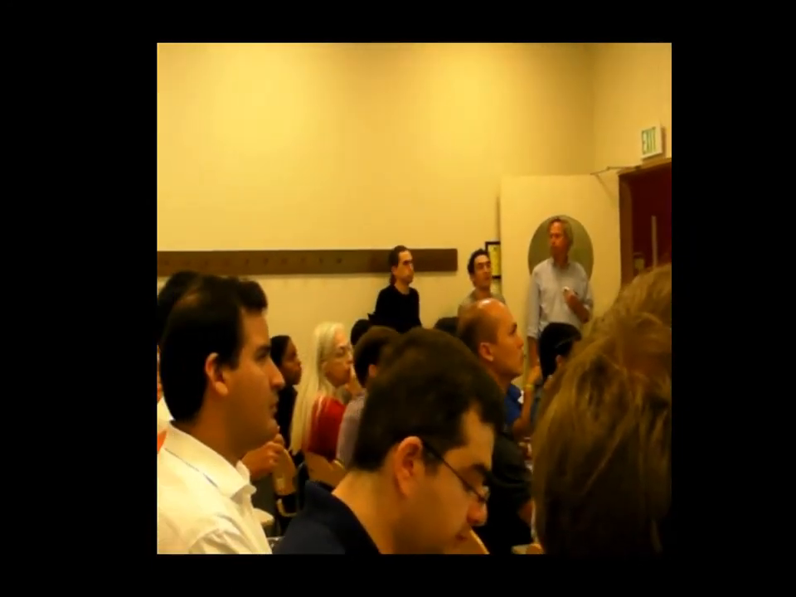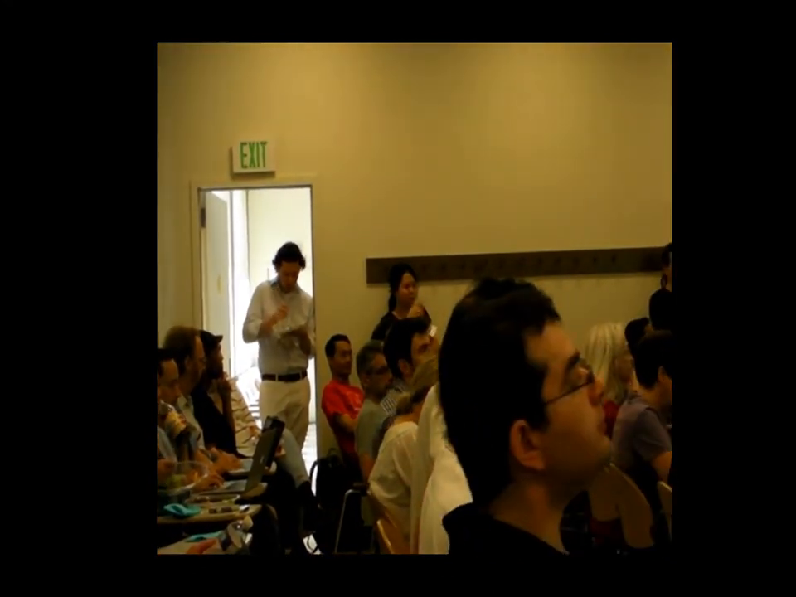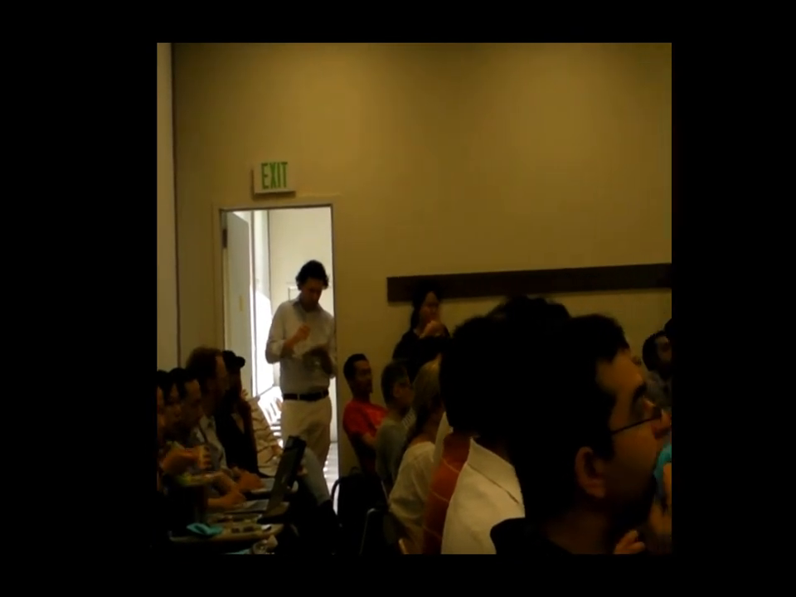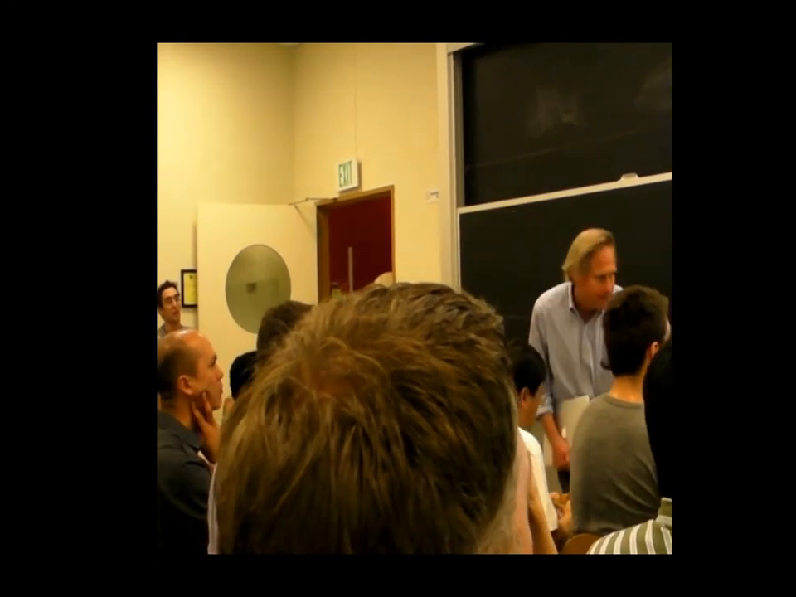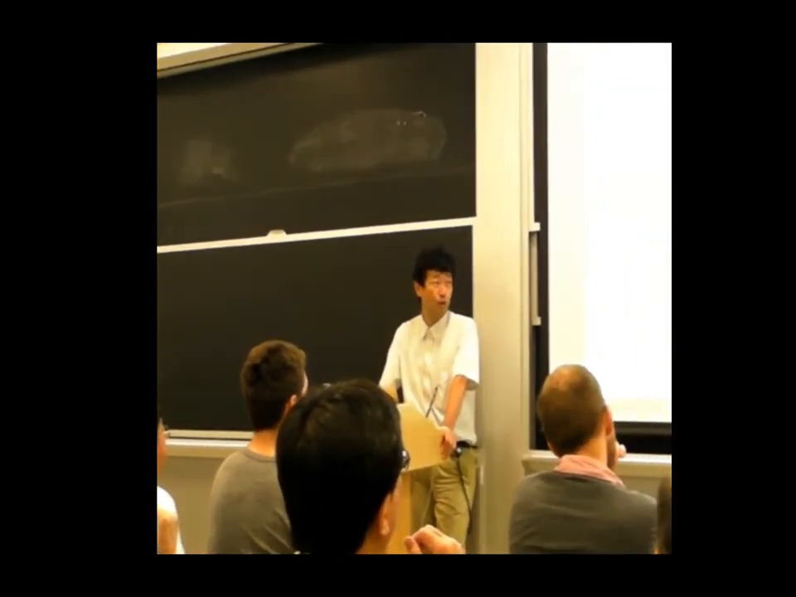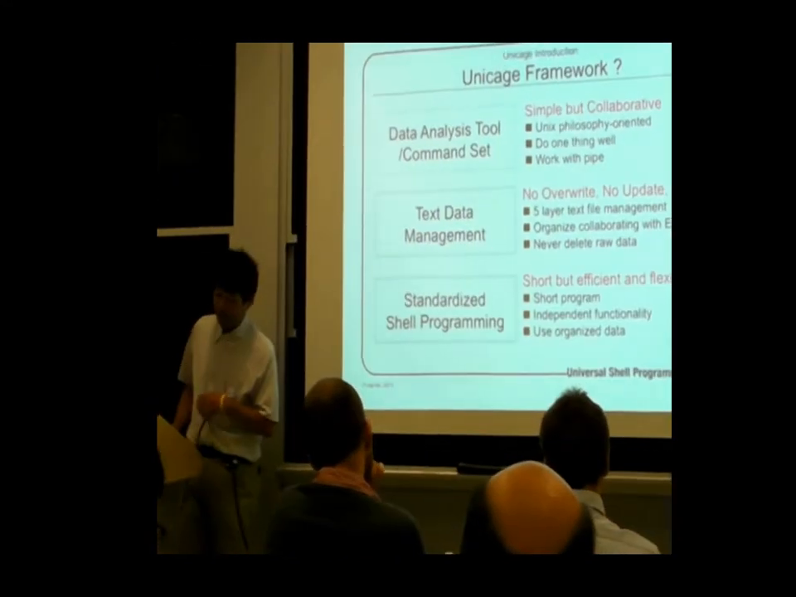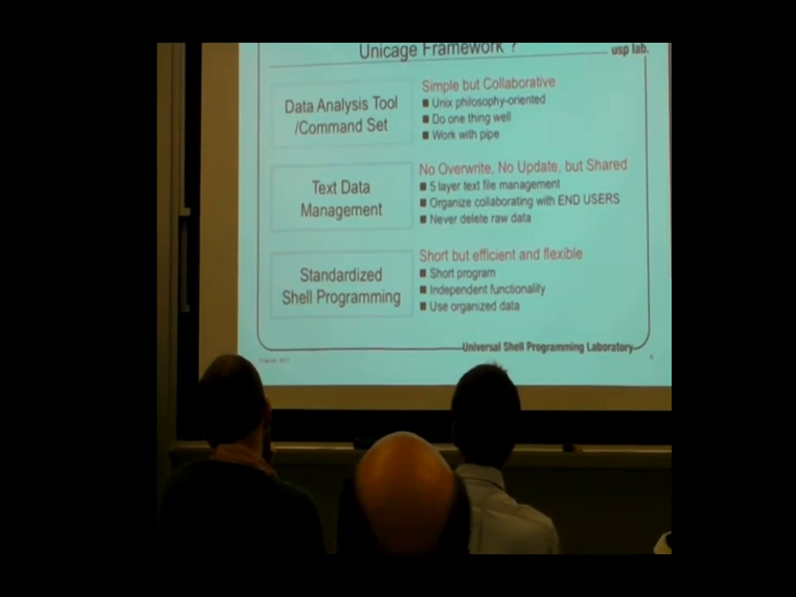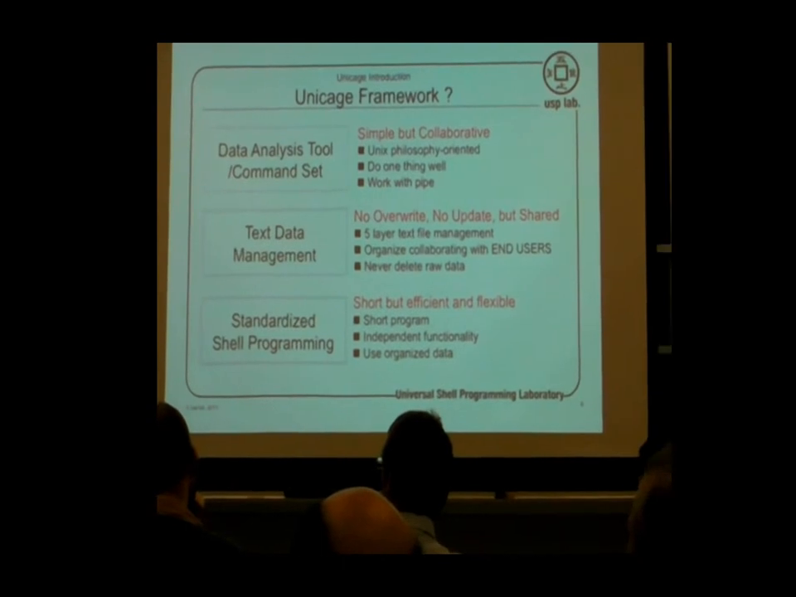The second one is text data management, which is a technique to organize data. As I said, we do not use any databases, so we have to arrange or organize data in advance. In Unicage, data is arranged in 5 layers, and we strongly recommend the end user's involvement, especially for the level 3 data structure. I will talk about the text data management afterwards.